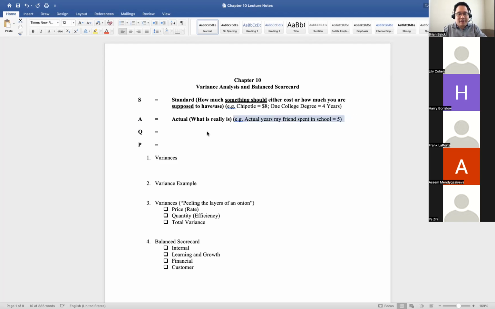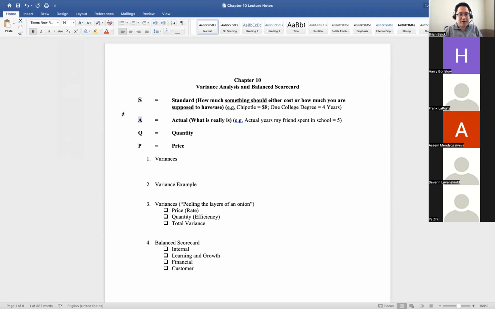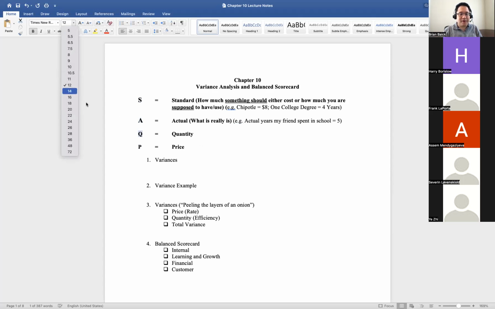Okay, good. And then anybody know what Q stands for? Letter Q. What do you think? Q stands for quantity. And then P stands for price. So we have 4 different elements in this chapter: standard, actual, quantity, and price. These are the 4 different elements that we're going to need to use to do variance analysis in this chapter. Anybody have any questions about that so far?